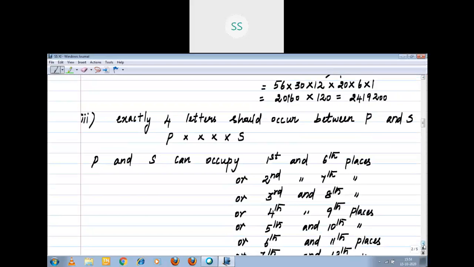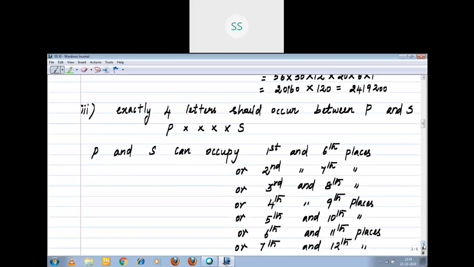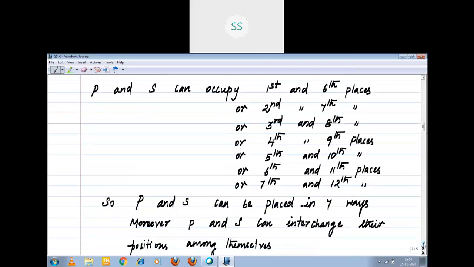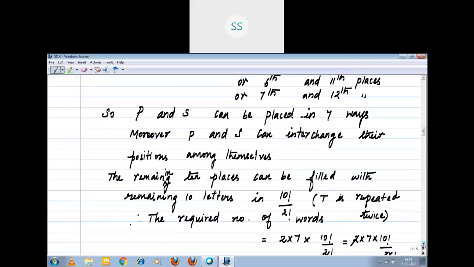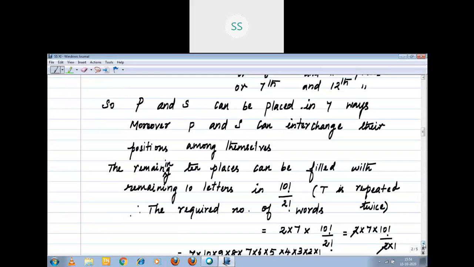P and S can occupy first 6th, or second and 7th place, or third and 8th place, or 4th and 9th place, or 5th and 10th place, or 6th and 11th place, or 7th and 12th place, right? And vice versa. S and P, first 6th, second and 7th, third and 8th. So you are getting twice times. It can be placed in 7 ways, that too 2 times. That's why I put 2 into 7.